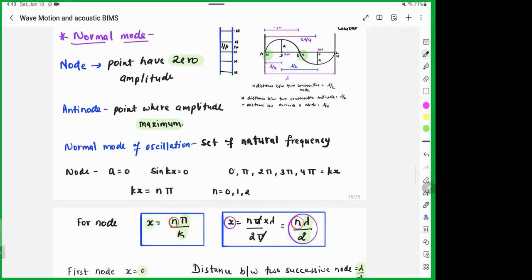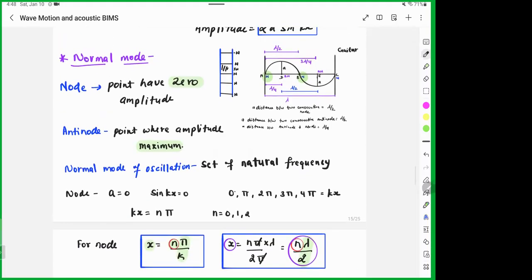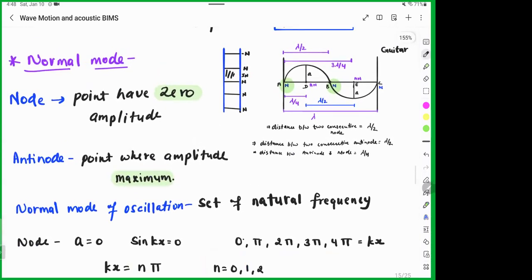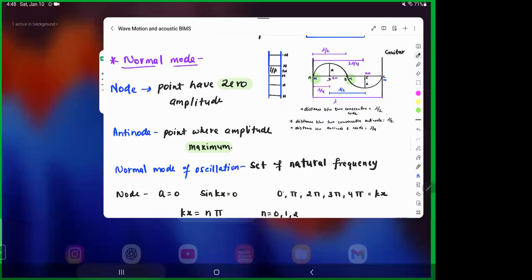So, just give me a minute, guys. Note it down.